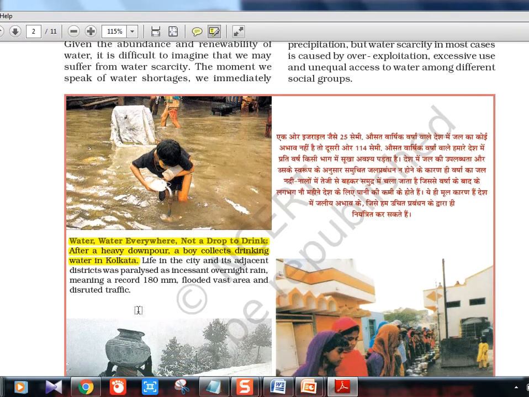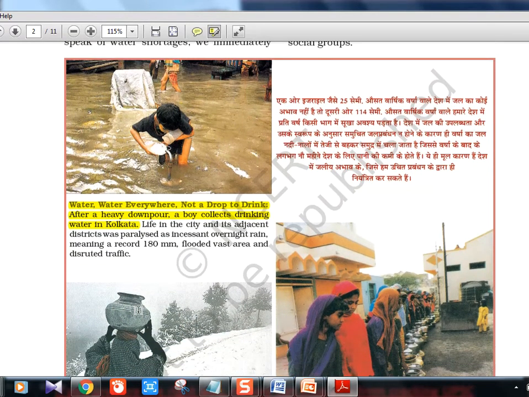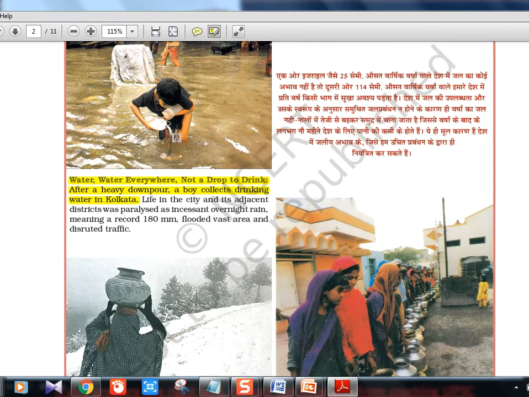And here again they are showing a lot of pictures of the same thing about the government. Here you can see people lined up for water, and it's telling about a comparison between India and Israel. I'll read it out.